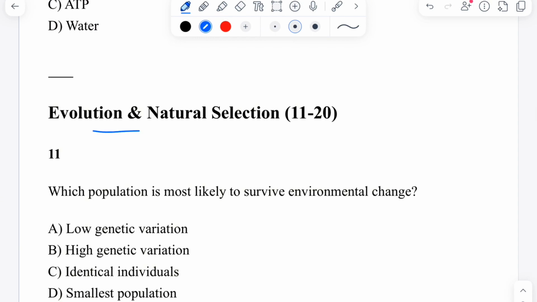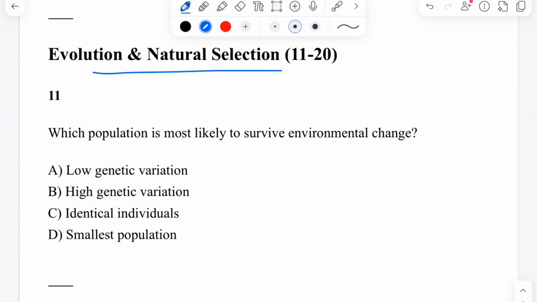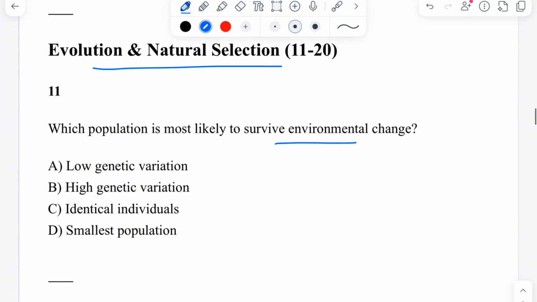evolution and natural selection, number 11 to 20. Which population is most likely to survive environmental change? So, number A, low genetic variation, B, high genetic variation, C, identical individuals, and D, smallest population. B option, high genetic variation.